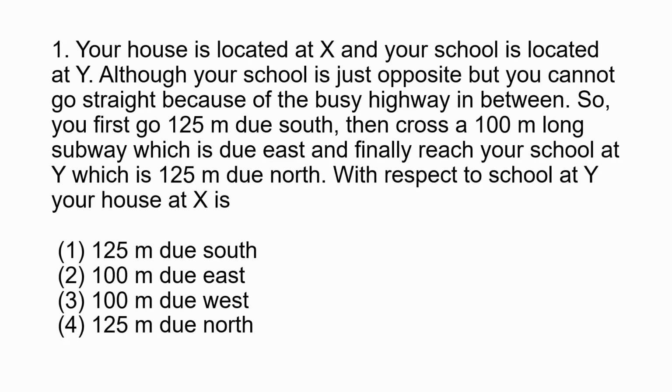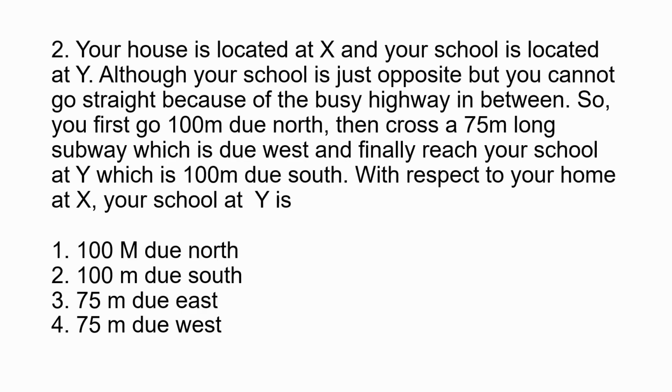I'll read out the questions, but do pause the video and do it on your own and only then check the answers. So the first is your house is located at X and your school is located at Y. So you first go 125 meters due south, then cross a 100-meter long subway which is due east, and finally reach your school at Y, which is 125 meters due north. With respect to the school at Y, your house at X is. This is question number 1. Please do this on your own and then only check the answer at the end. Do all the 4 questions, then check the answers.